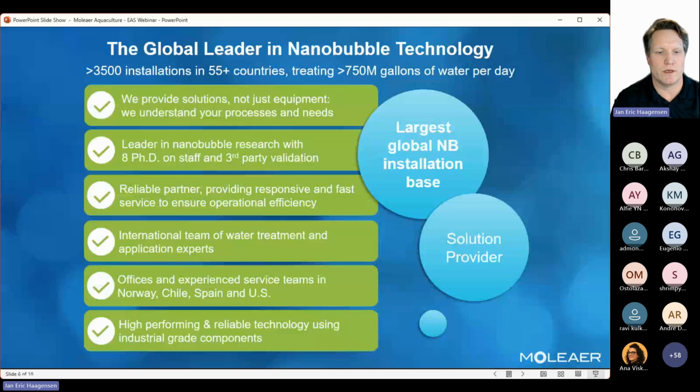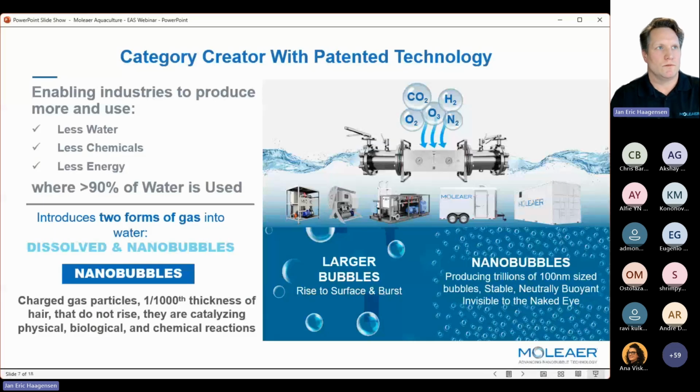In the US, we produce it in imperial size, and out of Spain, we produce metric for the European market and whatever market needs metric. So I can list up over 10 different sectors where we provide value propositions when it comes to the use of nanobubbles. And over the years, this has made us a category creator.